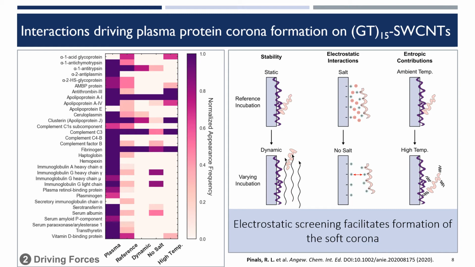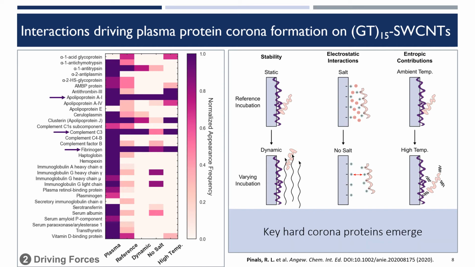And finally, higher temperature incubation increases weighting of the entropic contribution to the overall free energy change of binding. Proteins still present under higher temperature either display an entropic gain upon adsorption or an enthalpic driving force. So to summarize, these hard corona proteins are essentially able to bind under all of these variable incubation conditions, despite this being electrostatically unfavorable. And therefore, we posit that hydrophobic interactions drive these hard corona proteins to adsorb. And finally, just to reiterate these key corona proteins that we already began to see with the mass spec data, ApoA1, complement C3, and fibrinogen are key hard corona proteins.